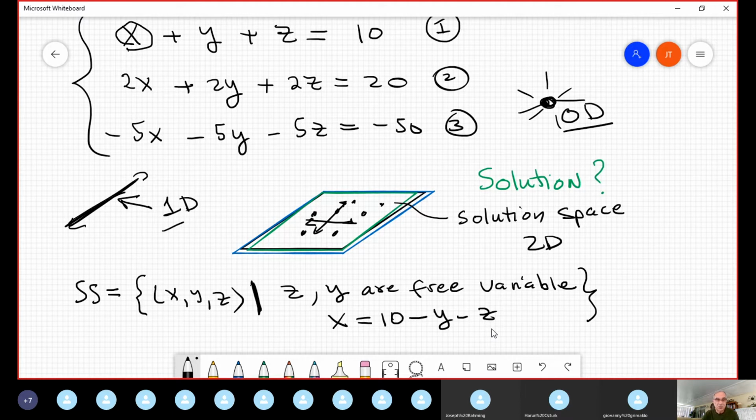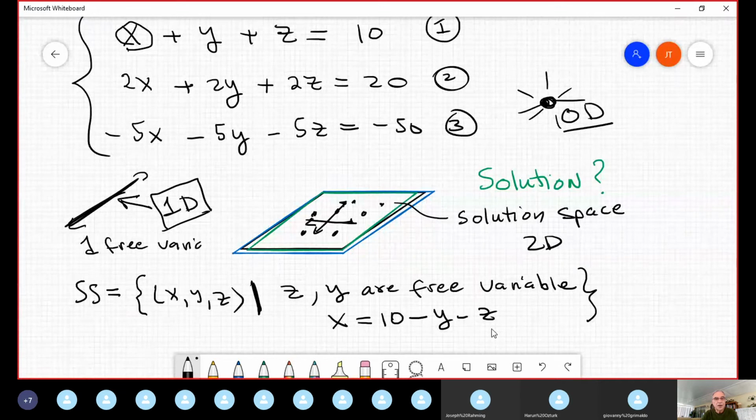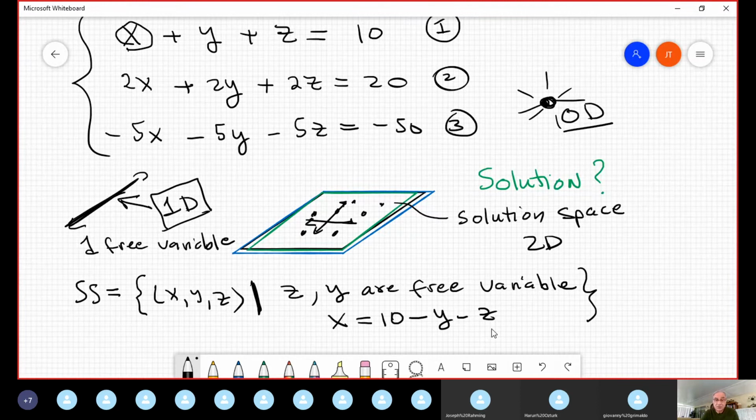Another possibility is one line, which is 1D, and you declare one free variable. And another possibility, the less frequent one, that seldom happens, is a solution as a plane, because the 3 equations are completely dependent, and the solution space dimension is 2D. Now we declare two free variables, and you express the remaining variable, which is x, as a function of the free ones. Okay. This is confusing.